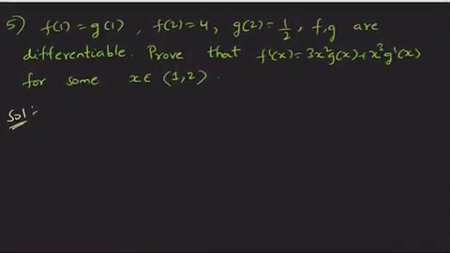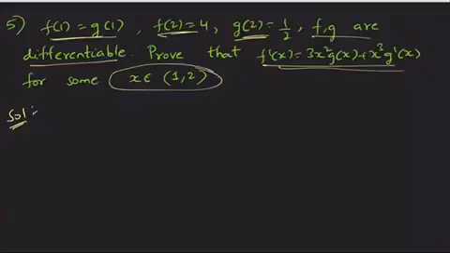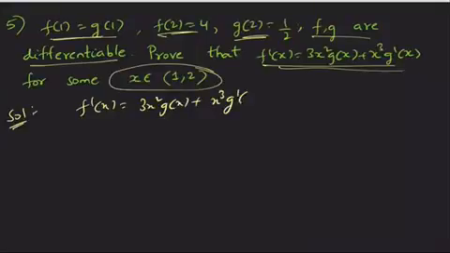There is another question which says that f of 1 is g of 1, f of 2 is 4, g of 2 is 1 by 2, and f and g are differentiable. Now I need to prove that f dash x is 3x square gx plus x cube into g dash x for some x belonging to the open interval (1, 2). So let us see how we proceed with this problem. I am given that f dash x is 3x square times gx plus x cube times g dash x.